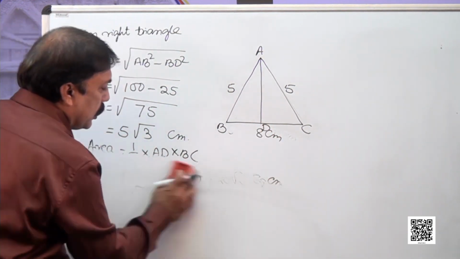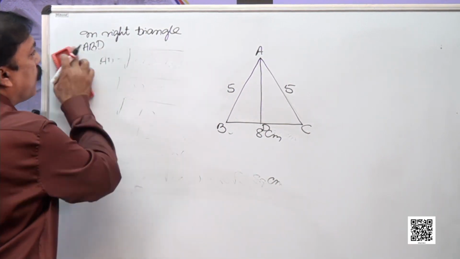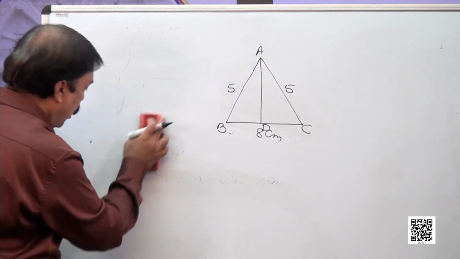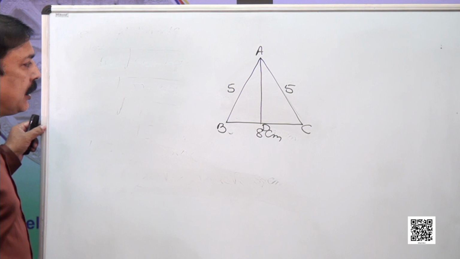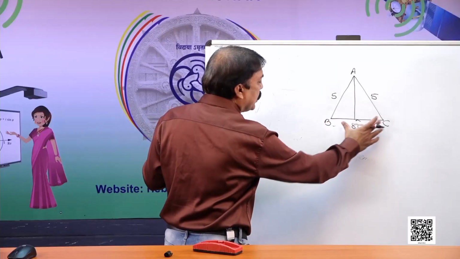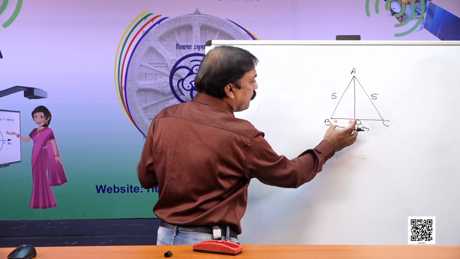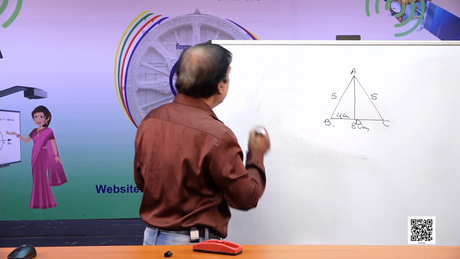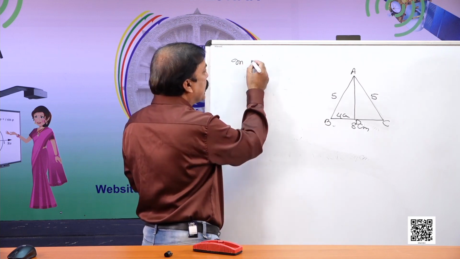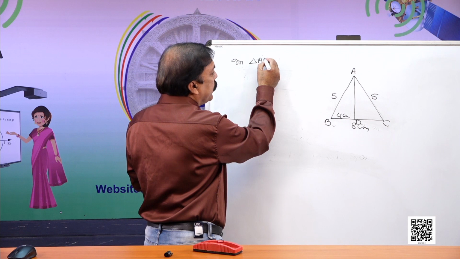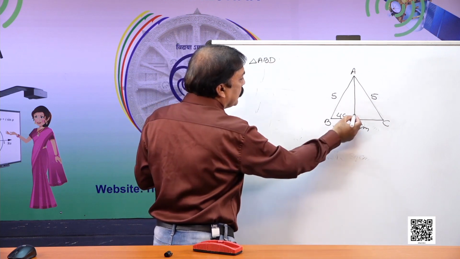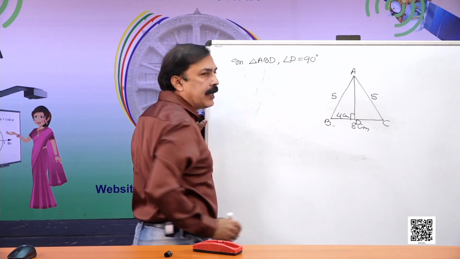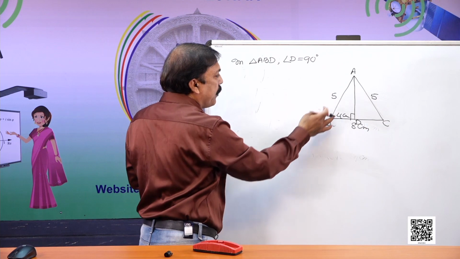Now, as you know, in an isosceles triangle, if a perpendicular is drawn from the vertex to the unequal side, then it bisects it. So, BC is bisected by AD and BD is equal to DC. So, BD equal to 4 centimeter. Again, as in the previous case, in triangle ABD, angle D is 90 degree. So, this is a right triangle and AB is the hypotenuse.